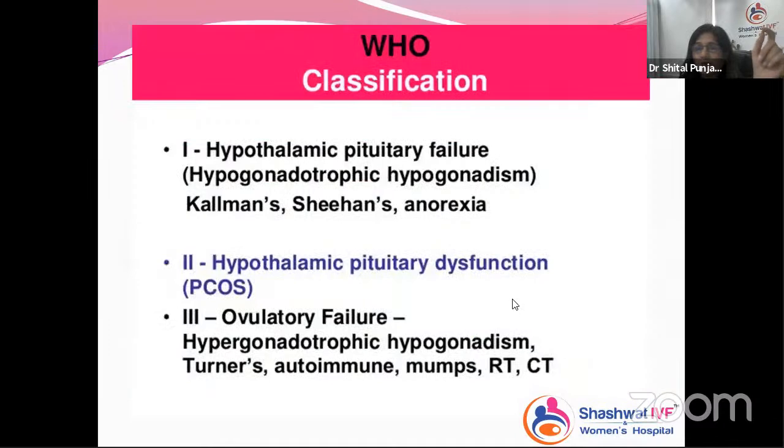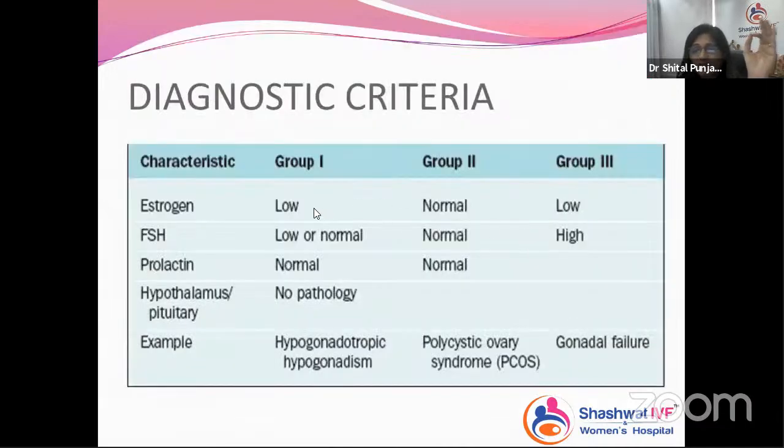So when they have hypothalamic failure, that is hypogonadotropic hypogonadism, like Kallmann syndrome, anorexia, something like that. In those patients, most of the time our estrogen level is low, FSH level may be low or normal, prolactin level usually is normal. In hypothalamic failure there is no pathology in the ovary.